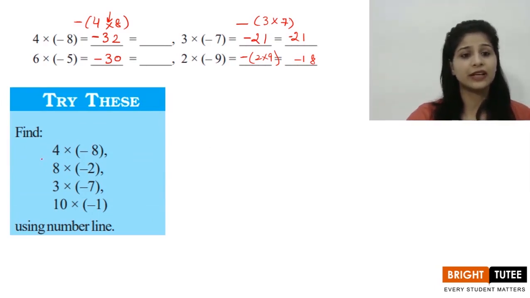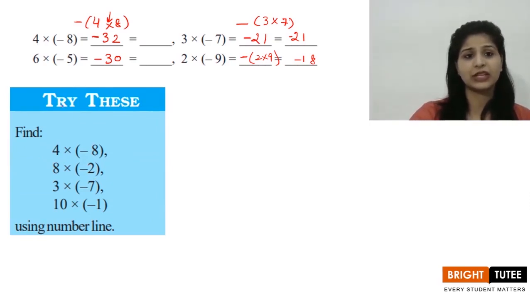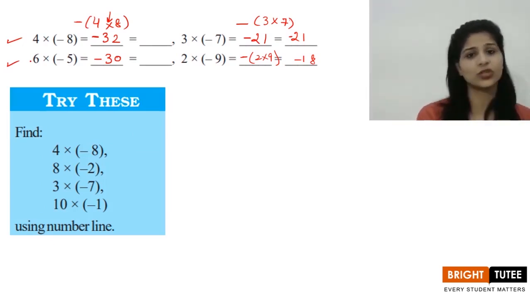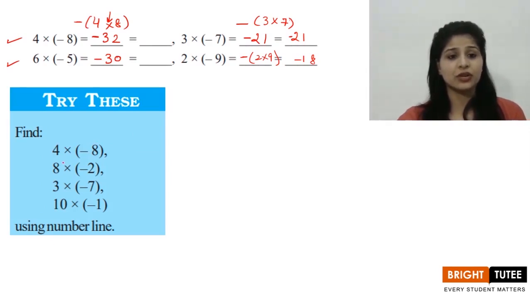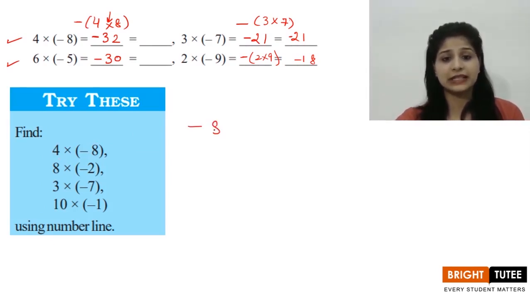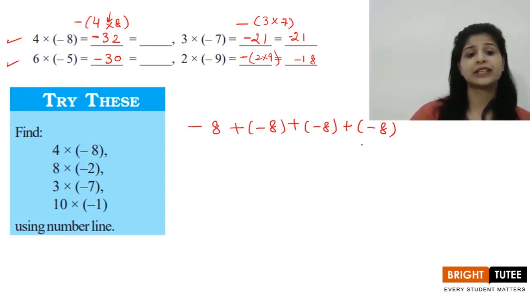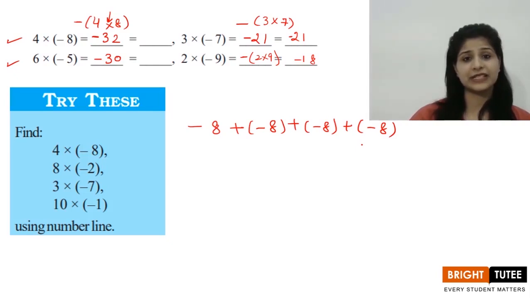Okay, so here 4 into minus 8, 8 into minus 2, we have to do it using the number line. These also we can easily try with number lines. You will be going 8 steps back 4 times, so you will reach minus 32. Okay, so 4 into minus 8, that means it is like this, minus 8, then minus 8, then minus 8 and then minus 8. Okay, this means the same thing. If we add minus 8 4 times, or we multiply minus 8 with 4, 4 times means the multiplication.